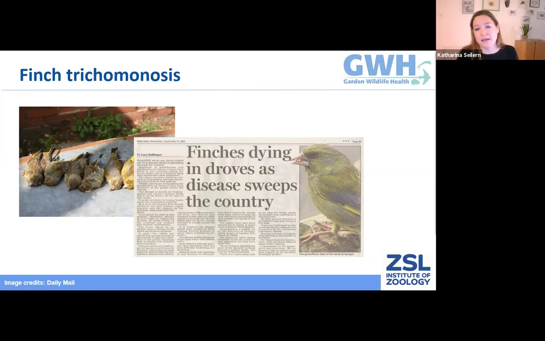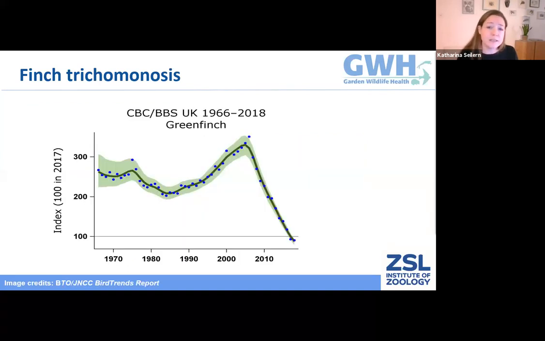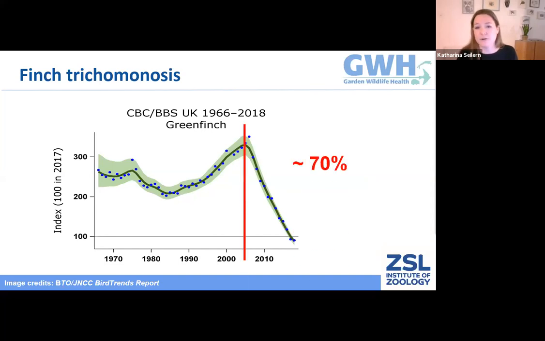And it has had a dramatic impact on greenfinches in Great Britain. It has been suggested that since its incursion in 2006, this Finch trichomonosis has led to a population decline of about 70% in the breeding population in greenfinches, which is an incredible impact on a population level.